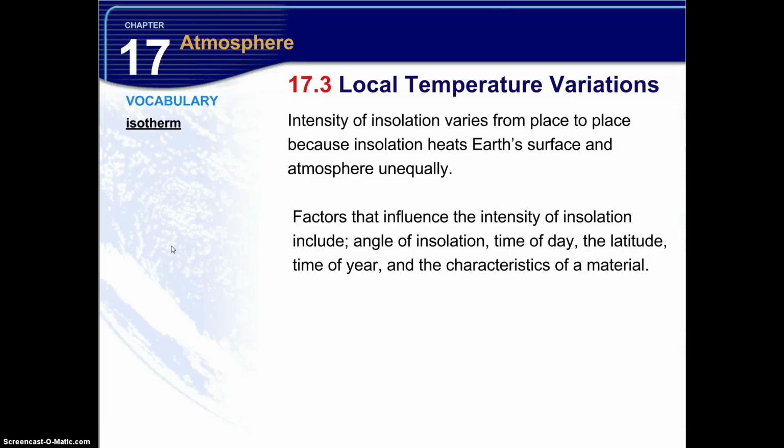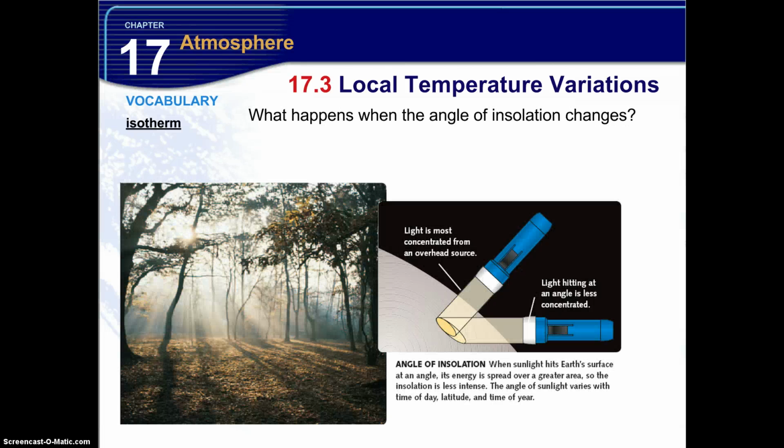Now, if you remember, insolation is the energy coming from the sun. It travels in radiation, conduction, and convection. It moves through the system. And the factors that influence the intensity of insolation include the angle of insolation, time of day, the latitude, time of year, and the characteristics of a material. Now, if we look at the diagram for angle of insolation, this shows when sunlight hits Earth's surface at an angle, its energy is spread over a greater area, so the insolation is less. The angle of sunlight varies with time of day, latitude, and time of year.